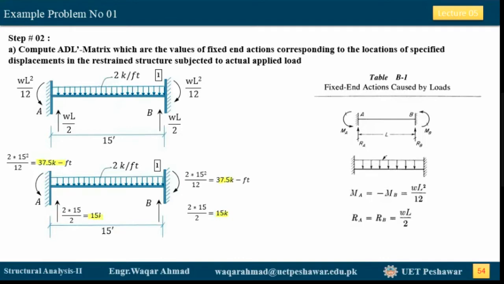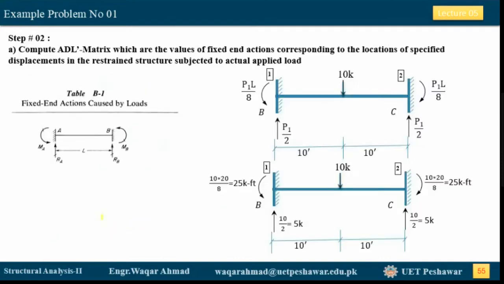Okay, so now in the second span, there is a point load acting, due to which the fixed end moments will be equal to PL over 8. So this becomes 10 times the span, which is 20, divided by 8, so this becomes 25 kip-feet, and also these reactions are equal to P divided by 2. So we get them equal to 5 kip.